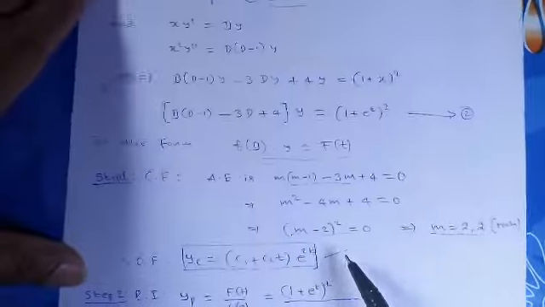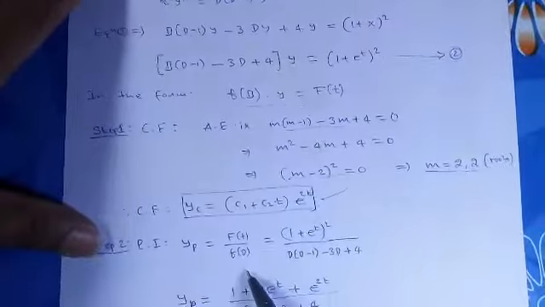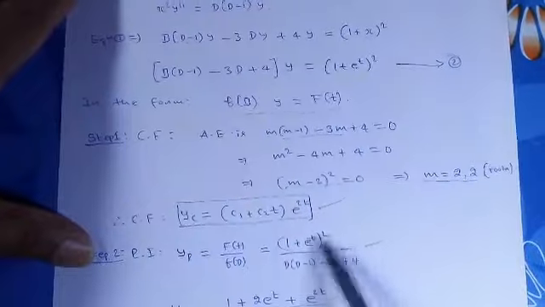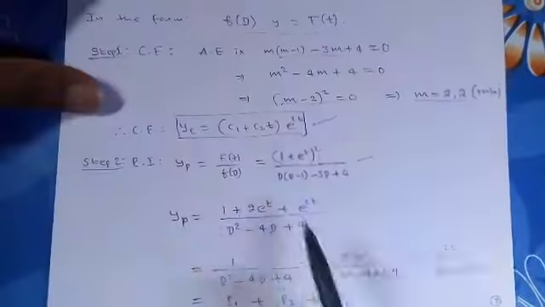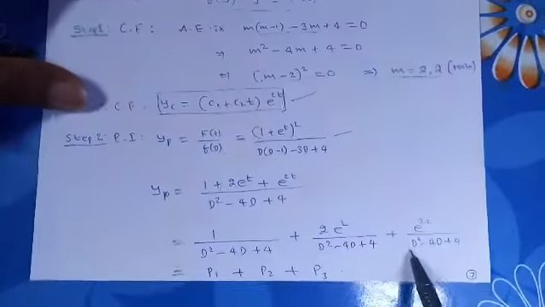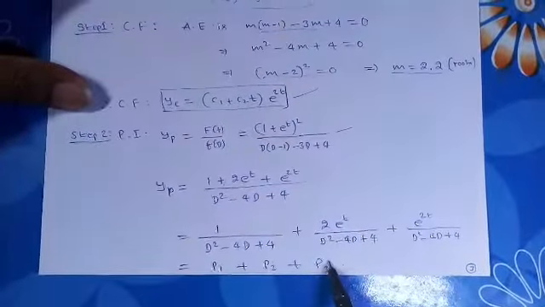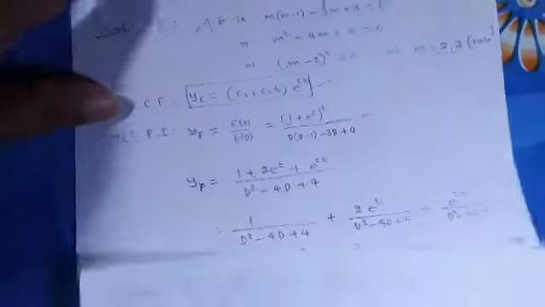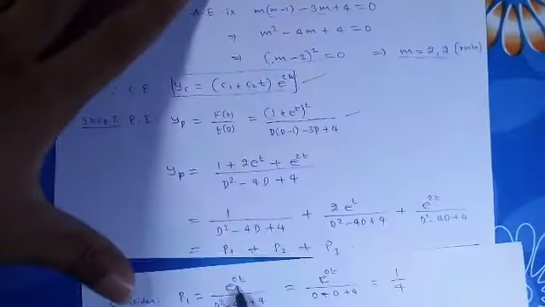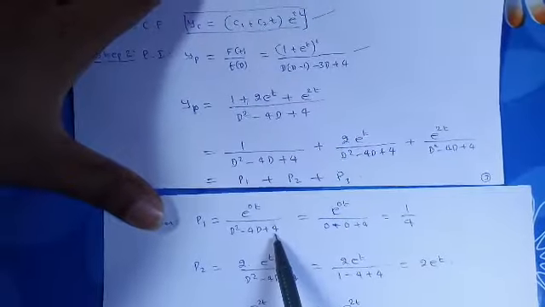Therefore the complementary function becomes like this. The particular integral is RHS divided by f of D. Here the numerator is 1 plus e power t whole square. Expand the term. We get 1 plus 2 e power t plus e power 2t. Split into 3 terms: the first term denoted by P1, second term P2, third term P3. Here evaluate one by one. P1 equals 1, which can be written as e power 0t, divided by D square minus 4D plus 4.